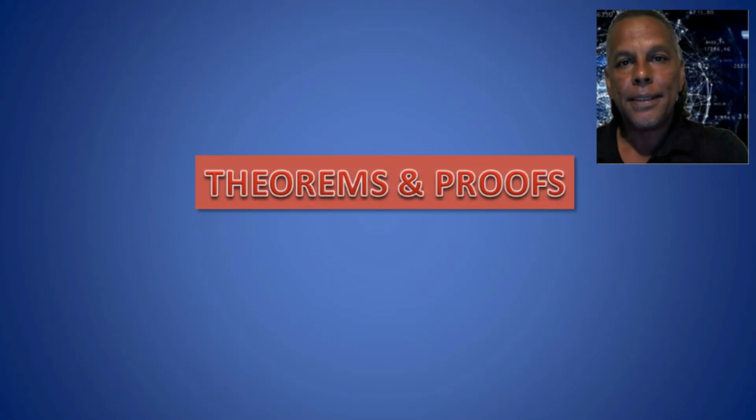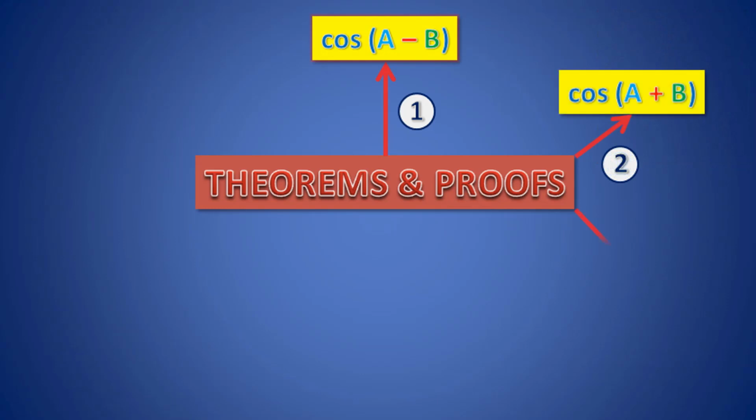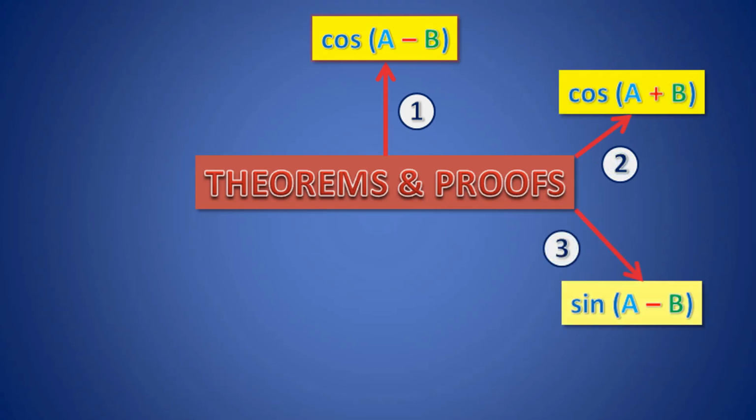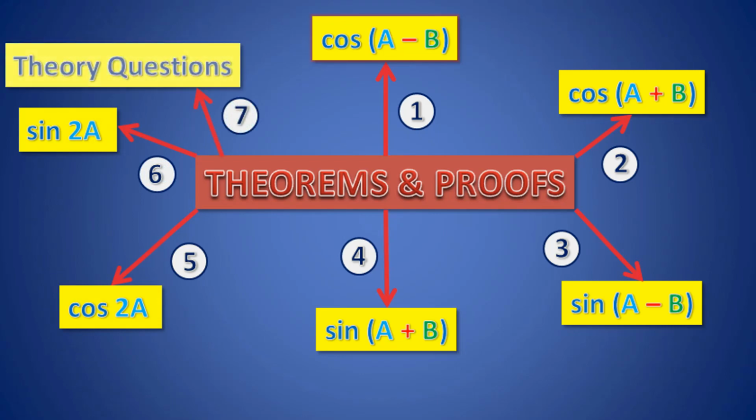In this lesson, we want to look at the proofs of the following compound and double angle expansions. The cos of A minus B, the cos of A plus B, the sine of A minus B, the sine of A plus B, the cos of 2A, and the sine of 2A. Then we also want to look at some typical theory questions on compound angles.